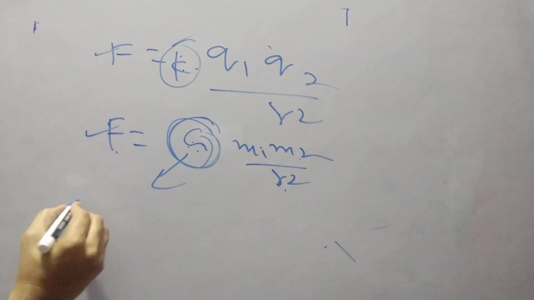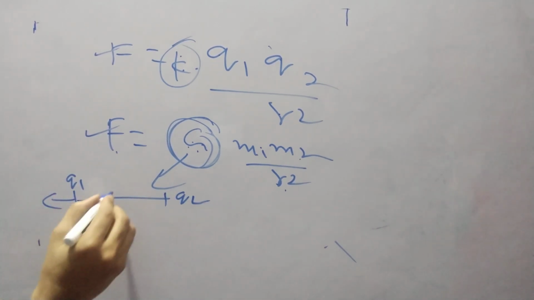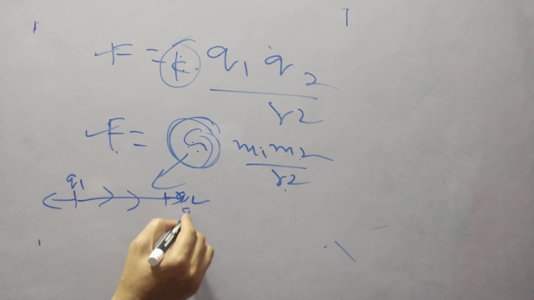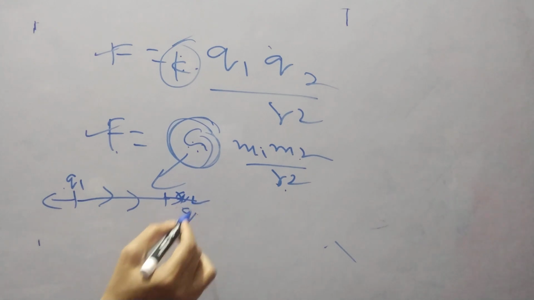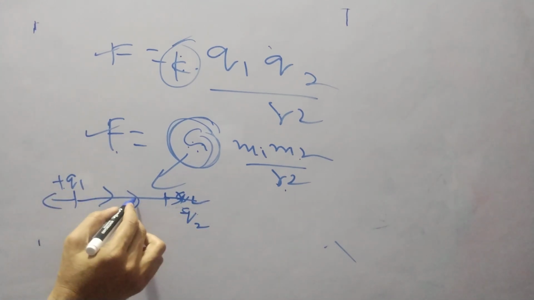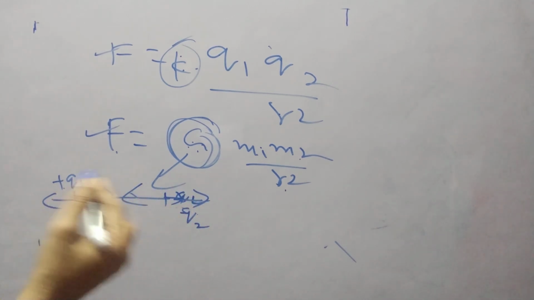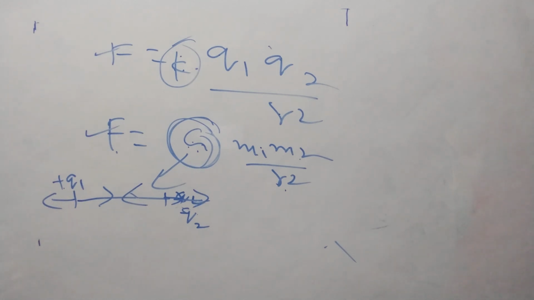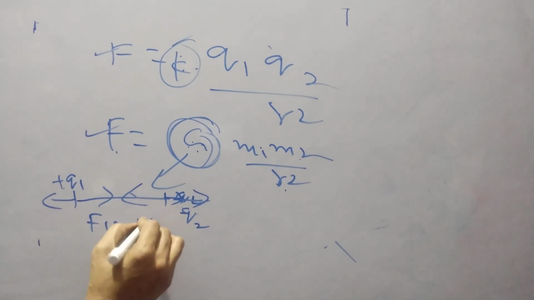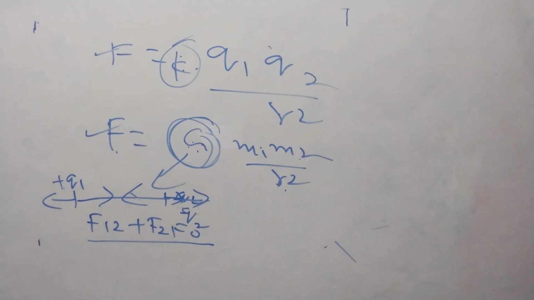And one more thing: here charges Q1, Q2 are there, and there is a force of attraction and a force of repulsion in Coulomb's law. If you take the same charges, there will be a force of repulsion. If you take one positive and one negative charge, there is a force of attraction. Then you can say the net force is F12 plus F21 equal to 0, because the force of attraction and force of repulsion are there.